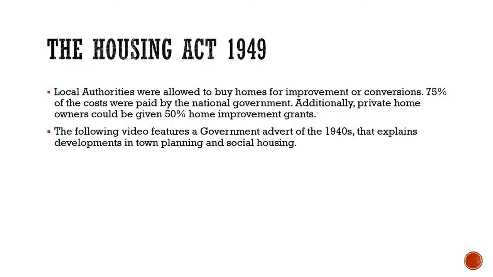Okay. And then we've got the Housing Act 1949. Local authorities were allowed to buy homes for improvement or conversions. 75% of the cost was paid by the national government. Additionally, private homeowners could be given 50% home improvement grants. So basically money ploughed into the economy, into the housing economy, to improve homes, to build new homes. The following video, which I will get you the YouTube link for, explains the development. I'll get you that link, which is on your worksheet, in a second.